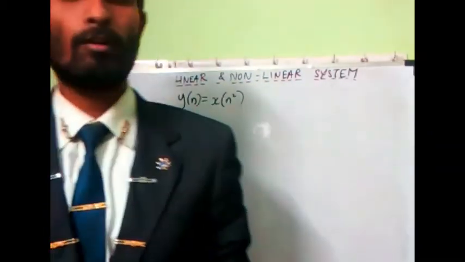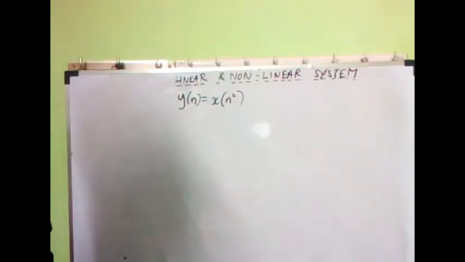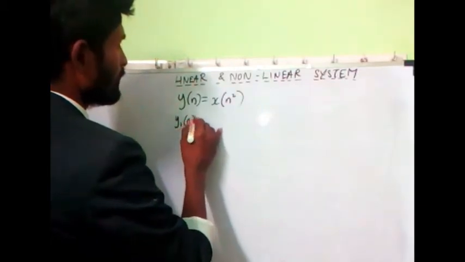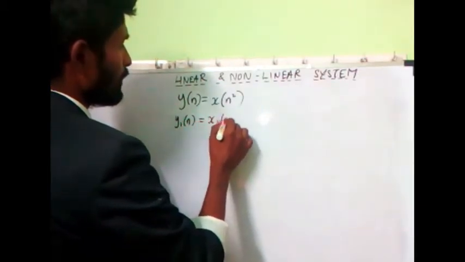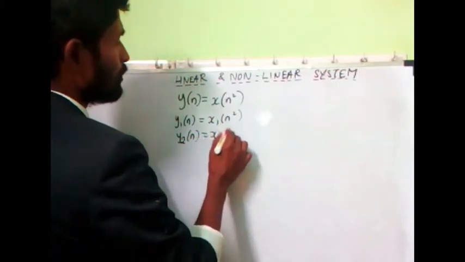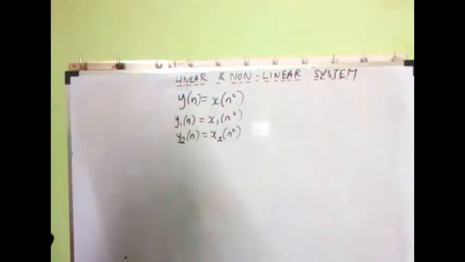Now we have y of n is equal to x of n square, right? As a trick, I'm just making a small split. How do I split? I take y1 of n is equal to x1 of n square, and y2 of n is equal to x2 of n square. I get the two classifications. Okay, now we see about this one.